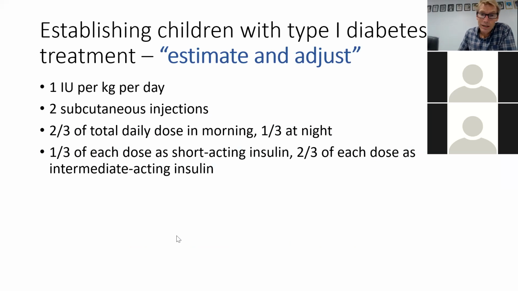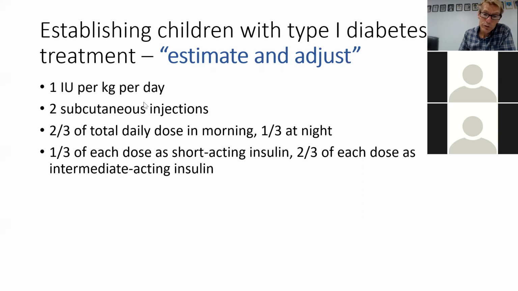If you follow the estimate and adjust approach, which I think is usually pretty good, then mostly children will need 1 unit per kilo per day. And sometimes they'll need less. Sometimes it's only 0.5 and sometimes it'll be a bit more. With this boy that we're treating this week, he's at the moment needing 1.5 units per kilo per day. So he hasn't had a honeymoon period and his blood sugars are now just getting into the normal range. So not all children will have this honeymoon period.